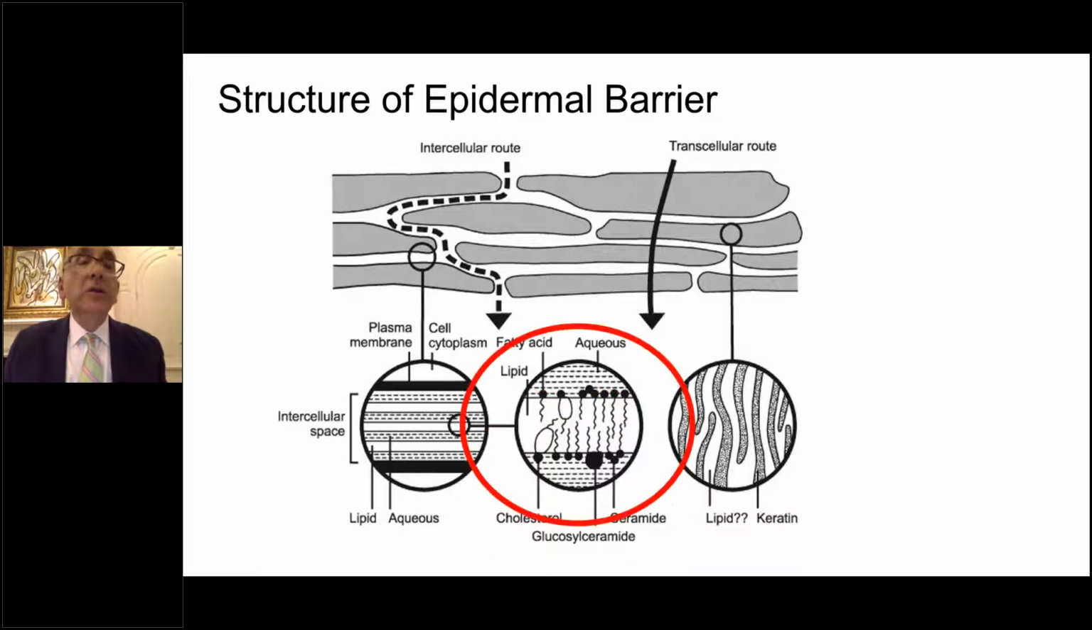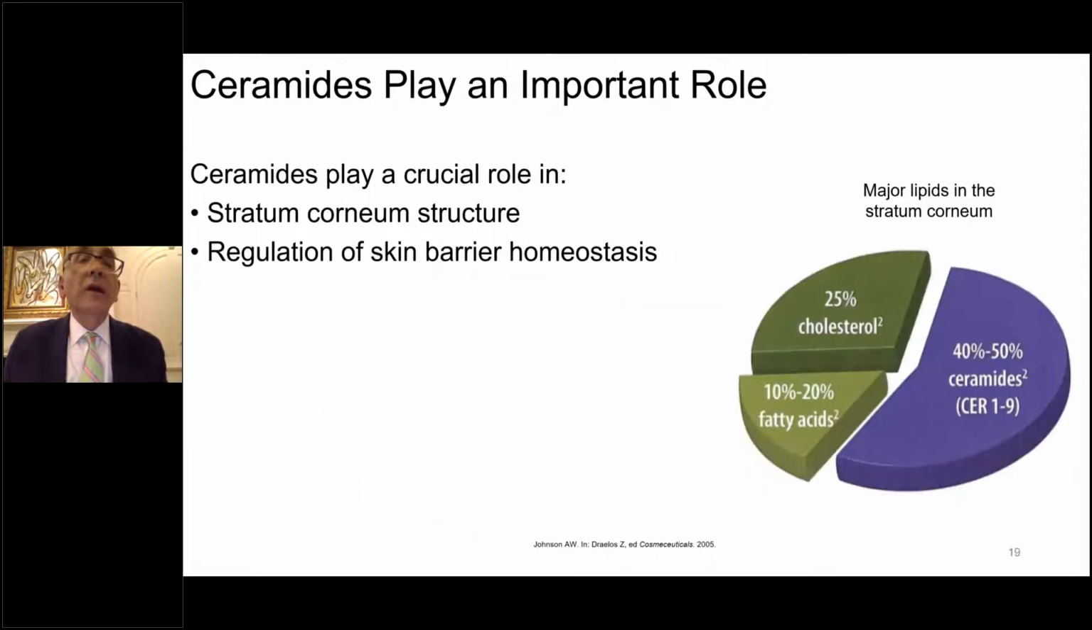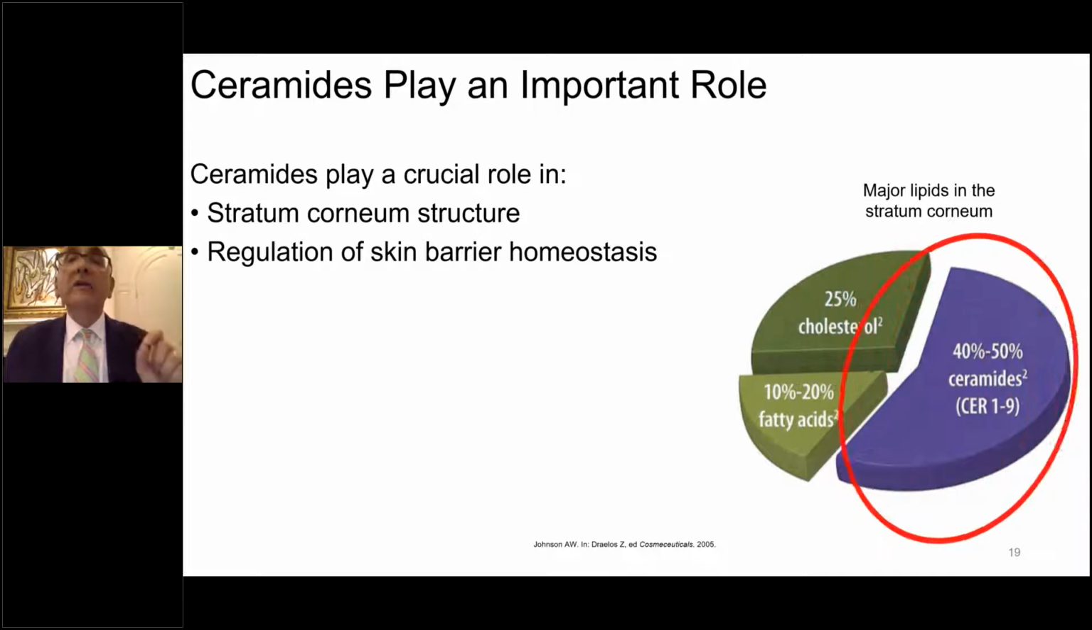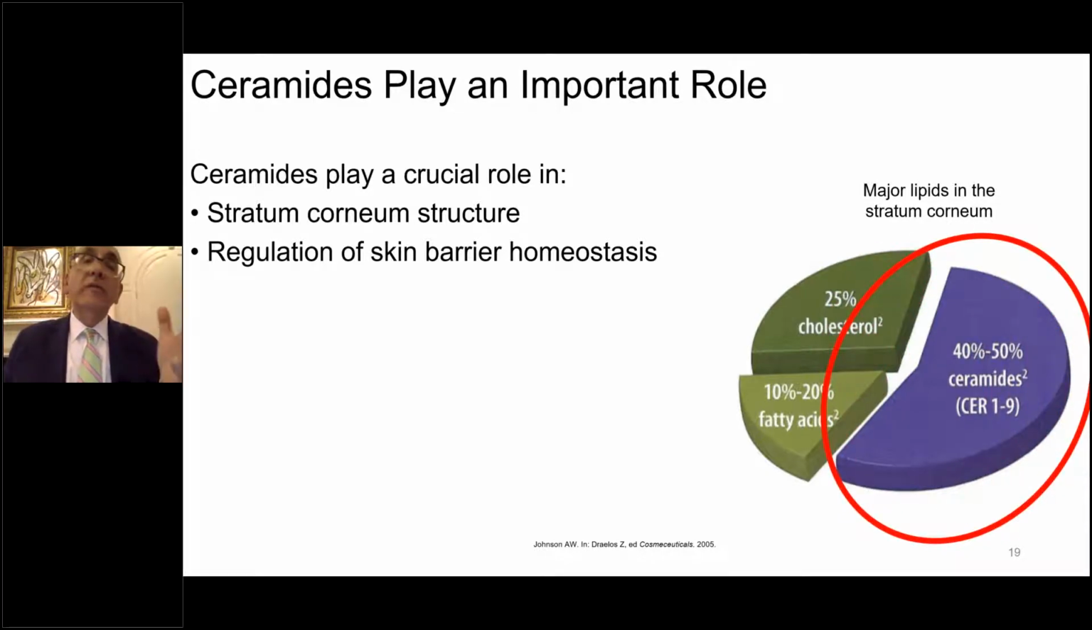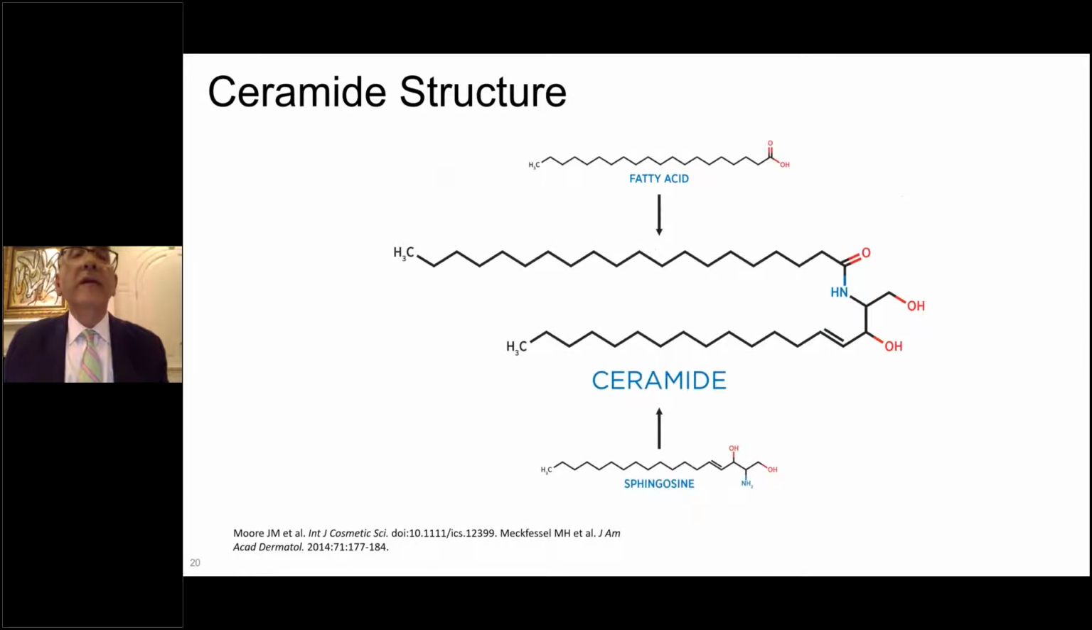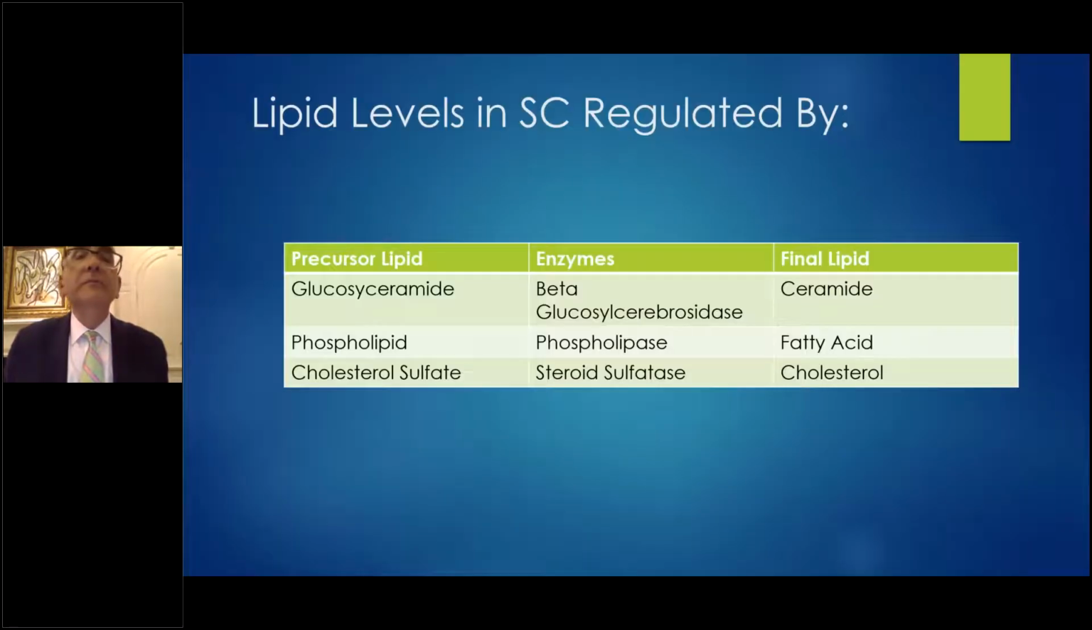Let's take a closer look at the lipids here. What are they? As I mentioned, mostly ceramides, which we're going to be discussing tonight. Some cholesterol, 25%, and about 10-20% fatty acids. The ceramide structure is basically composed of a fatty acid and a sphingosine, okay? It's a combination product. But are they already in the stratum corneum? No, they are not. They come from precursor lipids.